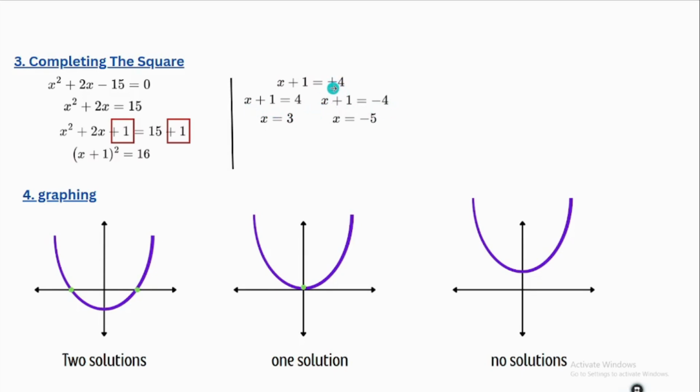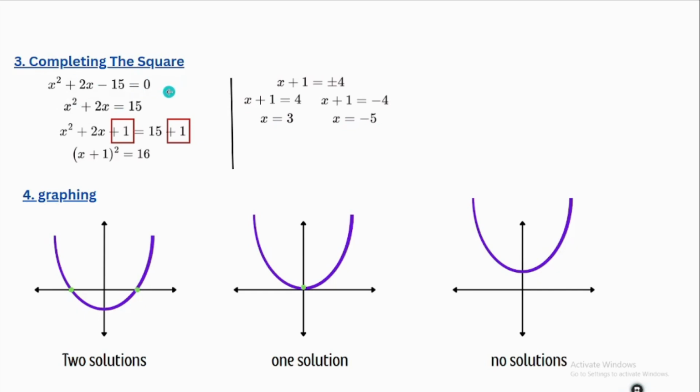When you find plus or minus, you have to know that there are two solutions. The first solution comes from using the positive, and the other solution comes from using the negative. Here is the answer: x equals 3 and x equals negative 5. This is the way of completing the square.